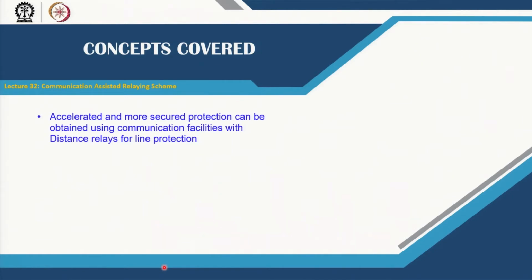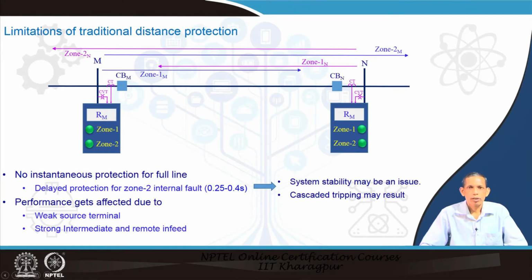We will explore and exploit the advantages of how we can speed up the decision process using the communication system and how the decision can also be made more secure. Now, let us see the issues with the traditional distance protection.